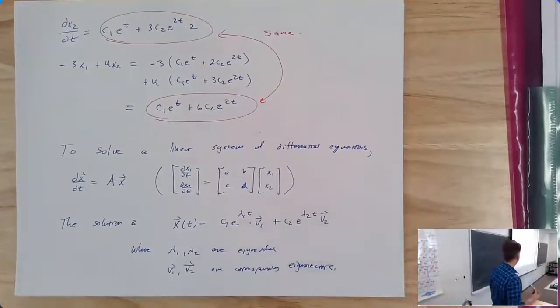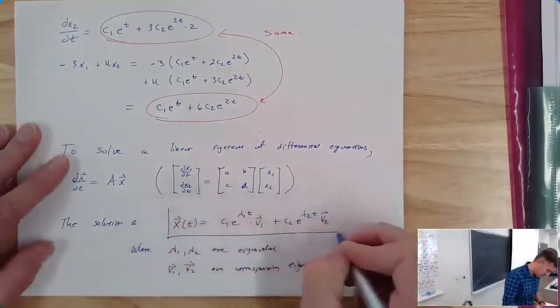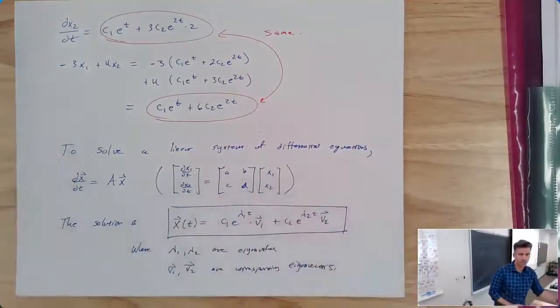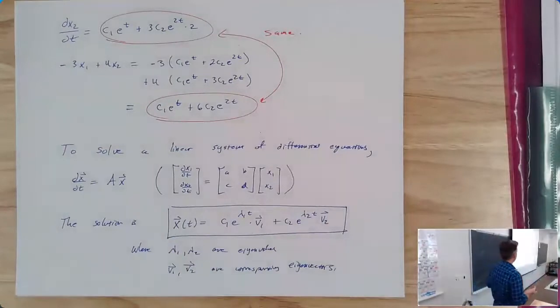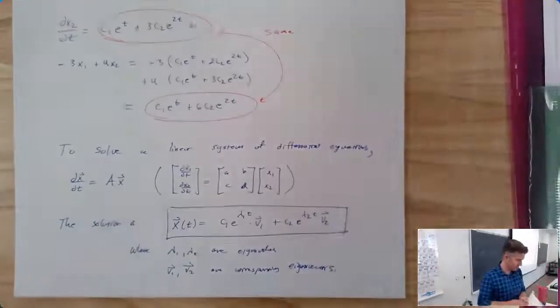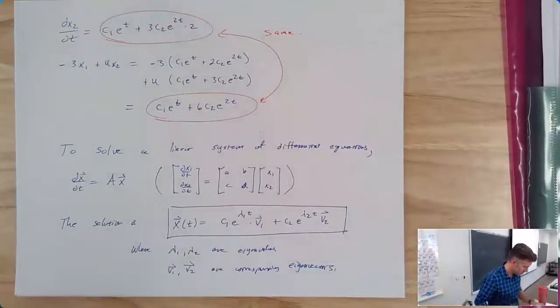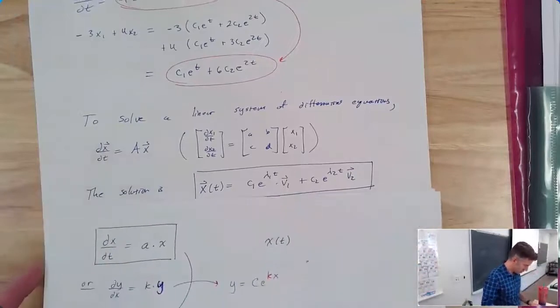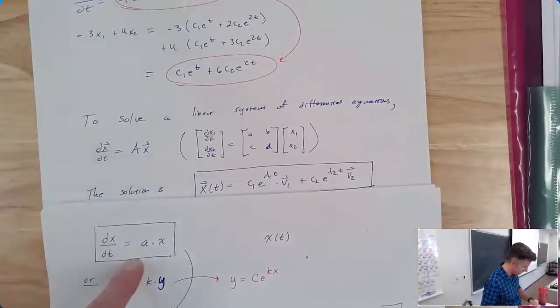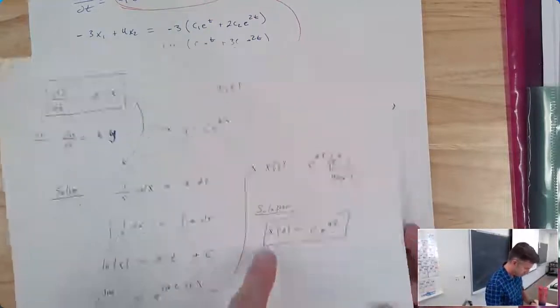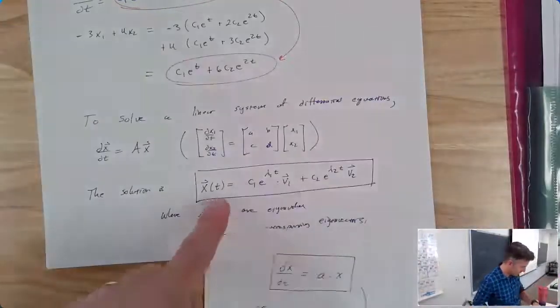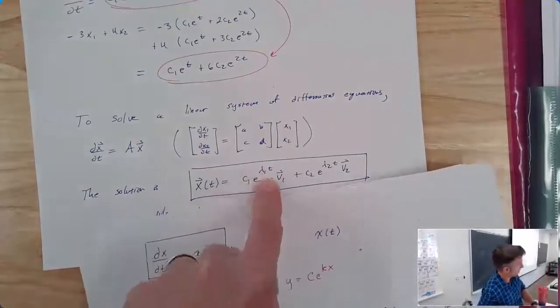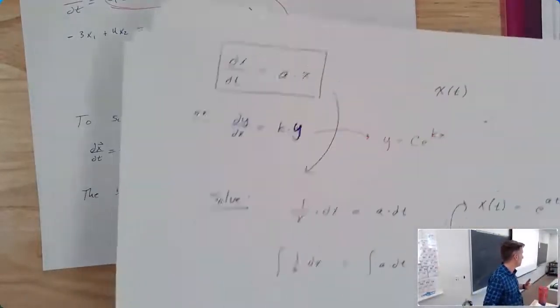So when we are solving systems like this, which we're going to do quite a bit of, the solution is this nice thing, which I will say is very analogous to the thing we said at the beginning of class, which was that the solution to dx/dt equal to a times x is c e to the at. Same kind of deal. c e to the lambda t, and then you've got to throw in the eigenvector.